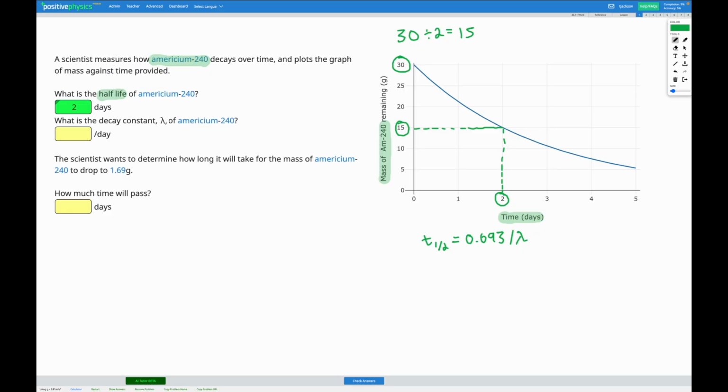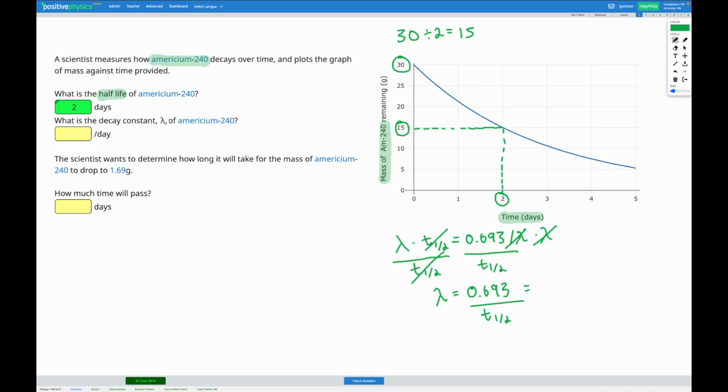In this case, we have T half and we want to find lambda. So I'm going to rearrange this by multiplying by lambda on both sides so that it will get cancelled out on the right. And then I'm going to divide by T half on both sides so that we'll leave lambda on its own on the left, which is what we're trying to find. So that gives us lambda is 0.693 divided by the half-life.